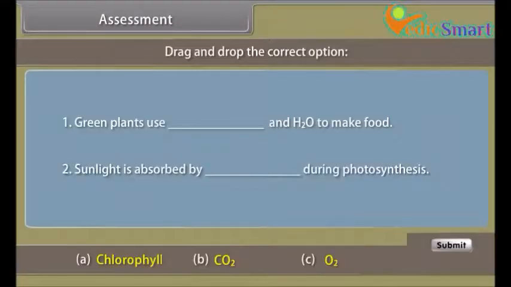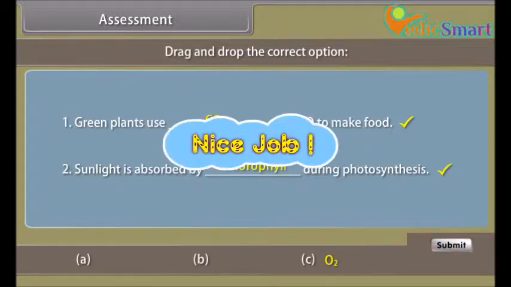Assessment. Before proceeding further, let us know how much you have learned. Drag and drop the correct option. Nice job!